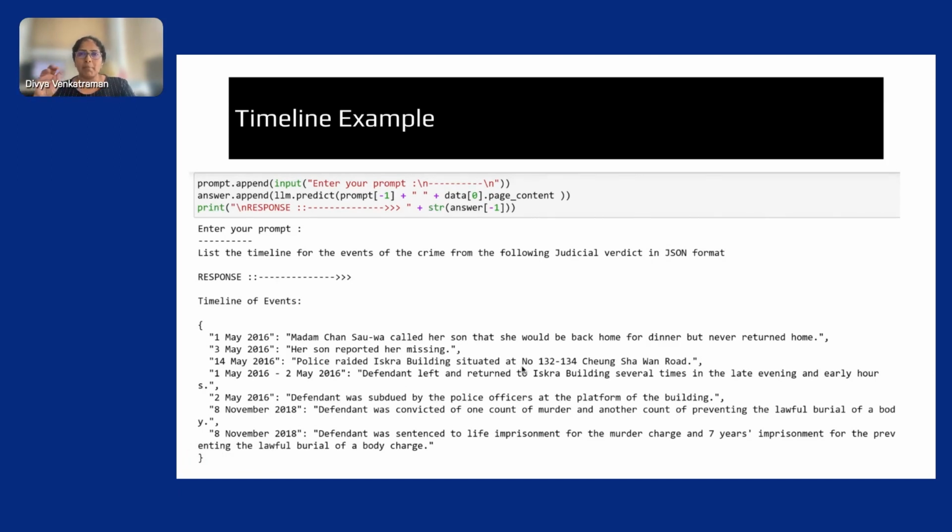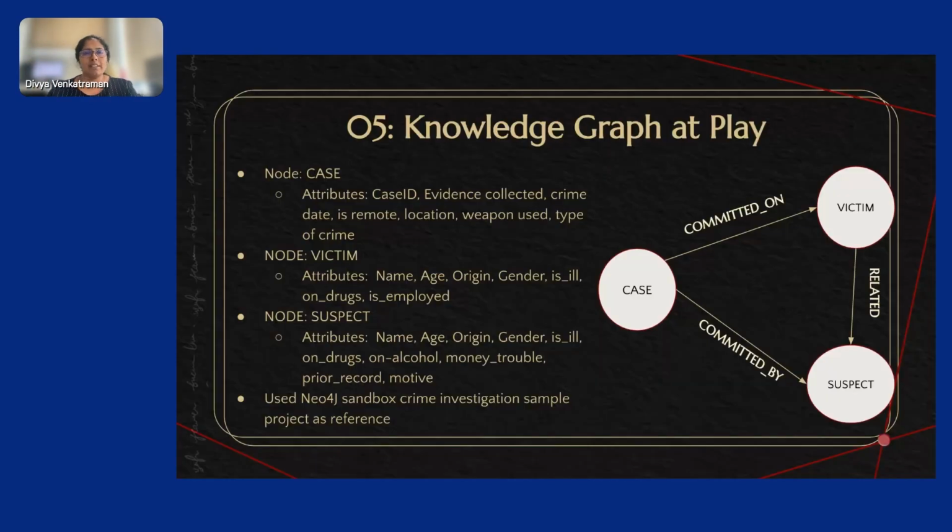It was pretty good when you asked for a timeline. If you just asked for a timeline, it gave you the story. But if you asked for timelines with date and event, it was able to extract them. But of course, not exactly in chronological order, but in the order it came in the verdict.